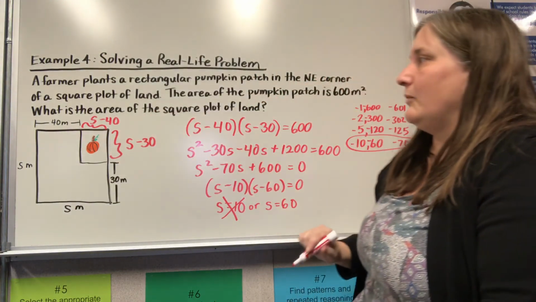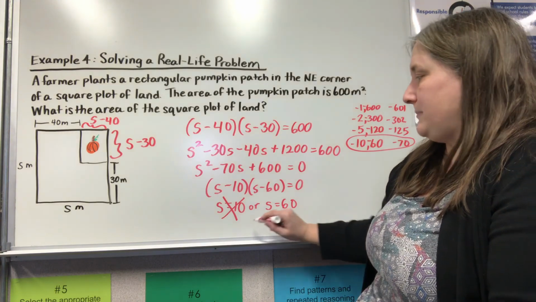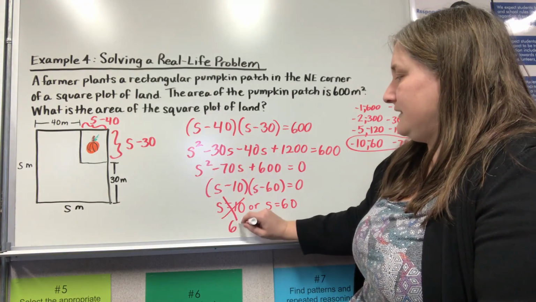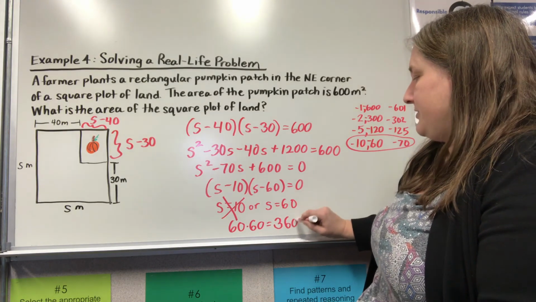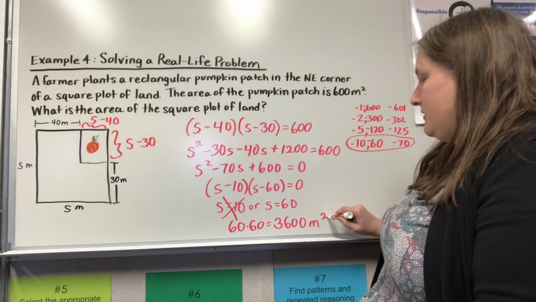And what they wanted to know was, what is the area of the square plot of land? So it would be 60 times 60. Our square plot of land would be 3,600 meters squared.